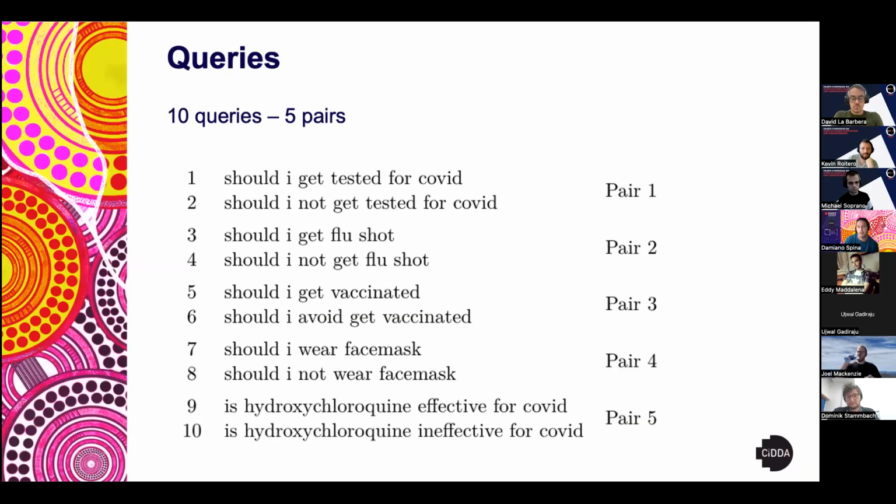So in particular, we have 10 queries, all health related, and in particular related to COVID. As you can see on the screen, they are grouped in 5 pairs. Each pair has a positive and a negative formulation of the same query. And we use different ways of negating. So the first two use "not" as negation, but then we have "avoid", or "effective" and "ineffective".